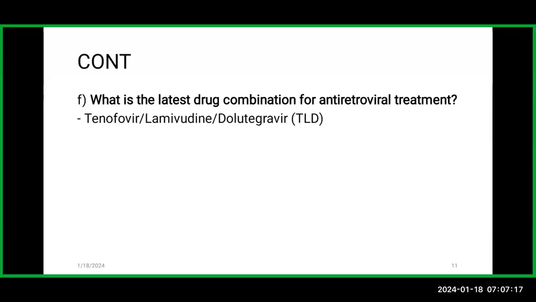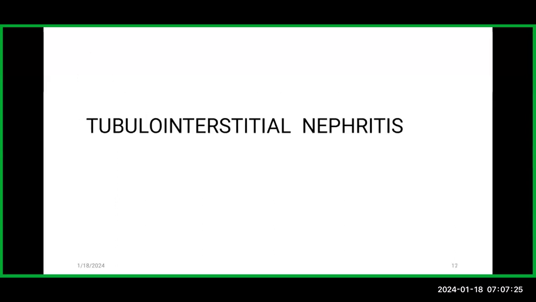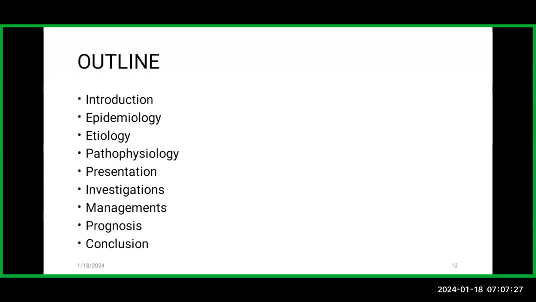So what is the latest drug combination for antiretroviral treatment? Is tenofovir, lamivudine, and dolutegravir. So briefly, I'll be talking to us about tubular interstitial nephritis using this outline.